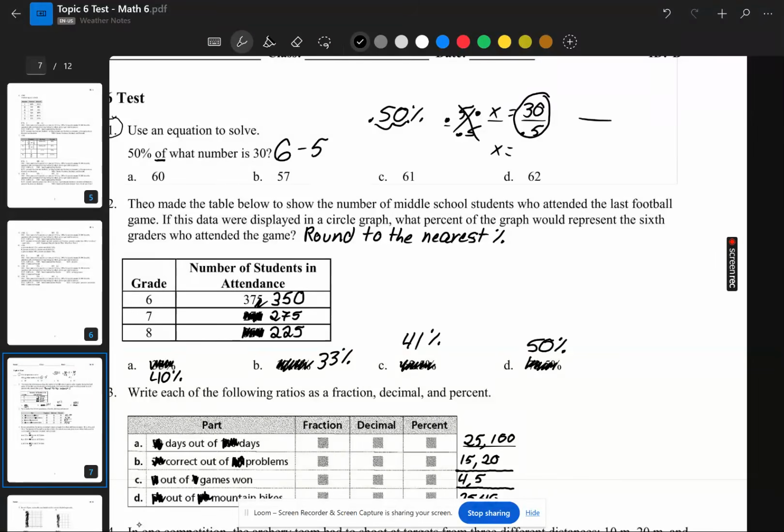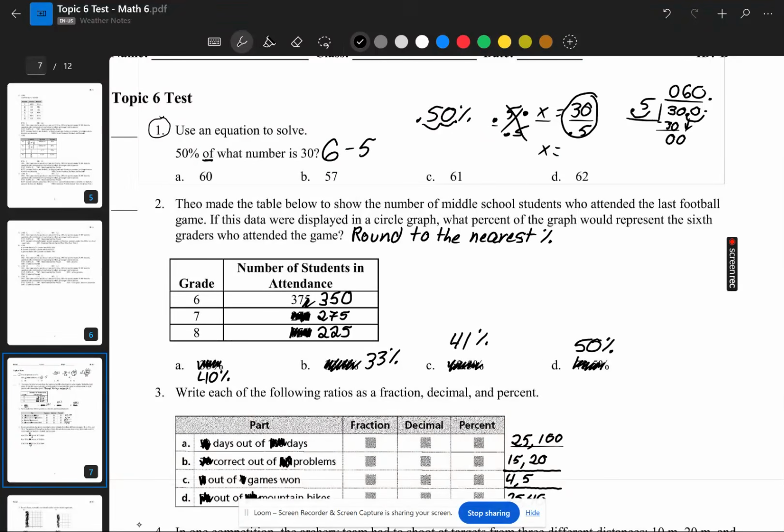So I can do this off to the side. So 30 would go in, 0.5 goes out. I move that. I move that. So really this is 5 into 300. 5 can't go into 3, but it can go into 30 6 times. So 30 minus 30 is 0. I put another 0 up here. So my answer would be 60. So that's what I would do. I would just use different numbers on the test.